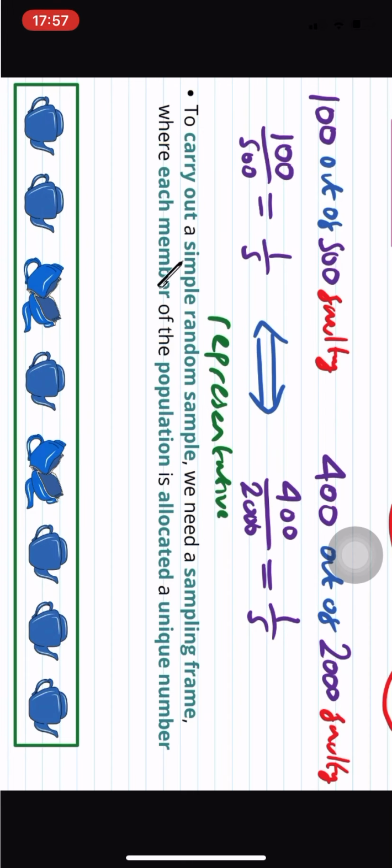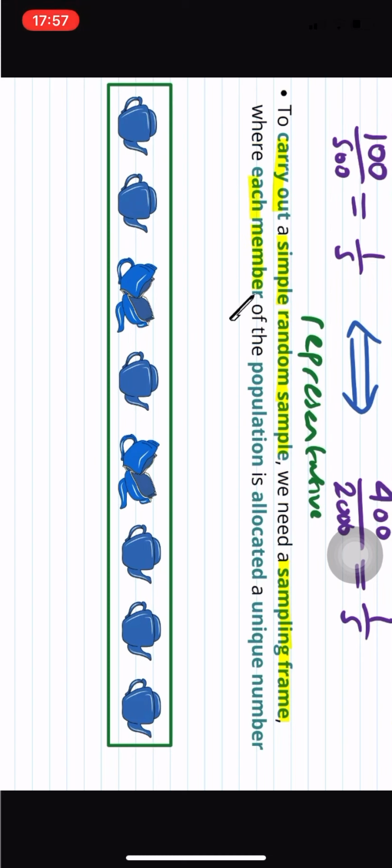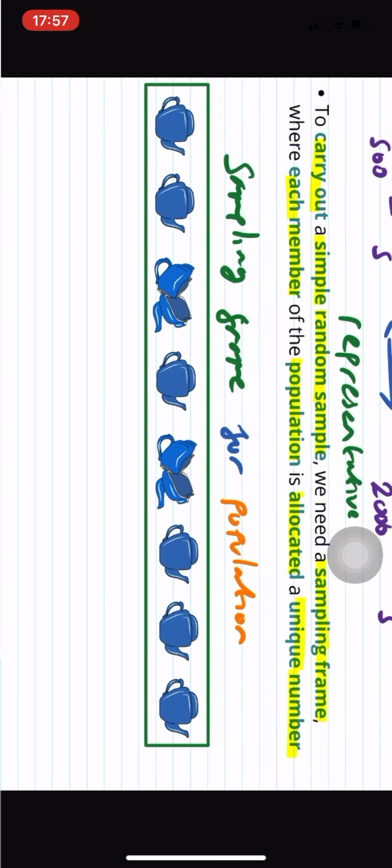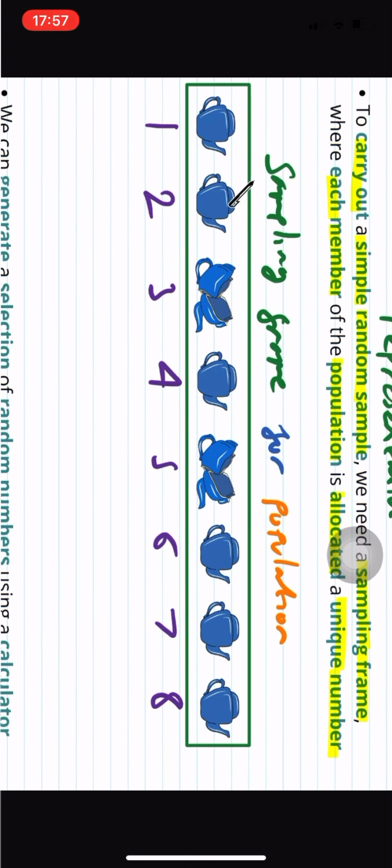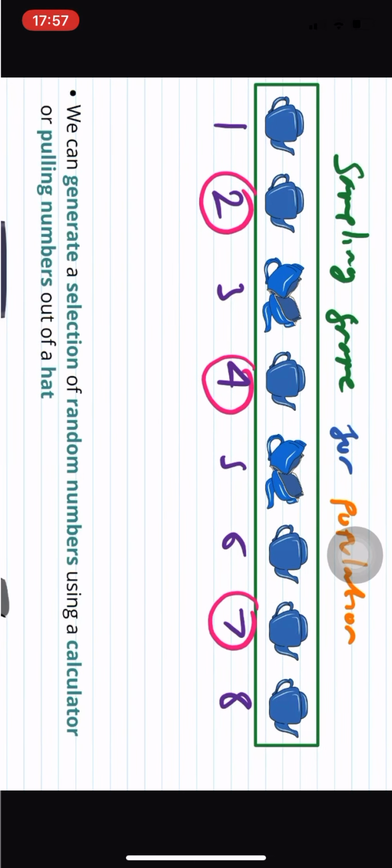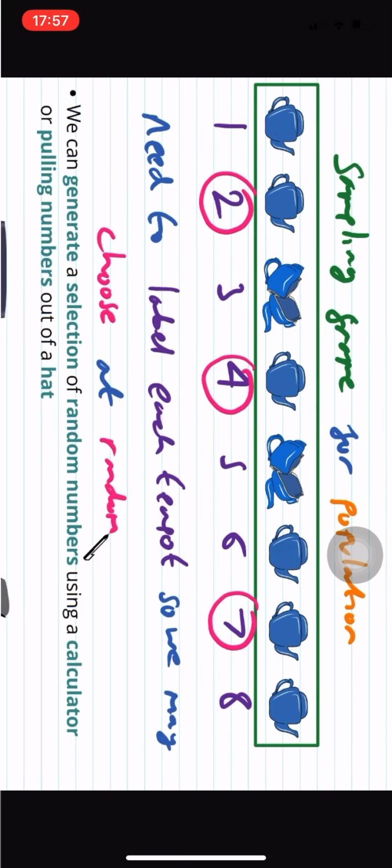To carry out a simple random sample, we need a sampling frame, where each member of the population is allocated a unique number. Let's consider a sampling frame for the population. Each member of the population is allocated a unique number, 1 up to 8 in this case. And then we take our sample, say 2, 4, and 7, and we need to label each teapot so you can choose at random. Instead of picking teapots randomly, we now can just pick numbers randomly.